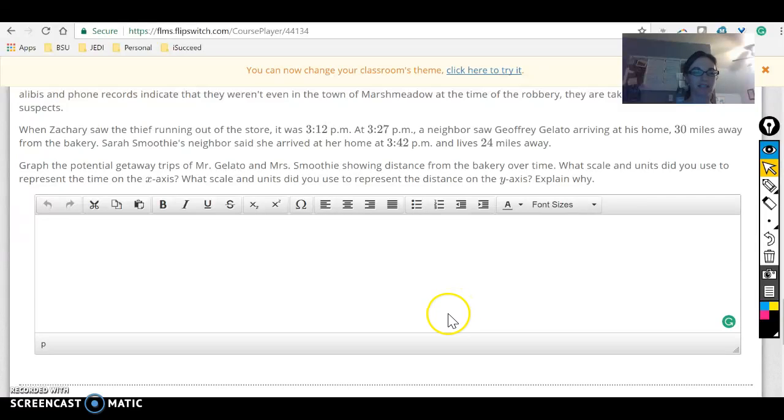So it asks us to graph the potential getaway trips of Mr. Gelato and Mrs. Smoothie, showing the distance from the bakery over time. Okay, so basically what they're asking here is to have time on our x-axis and distance on the y-axis.